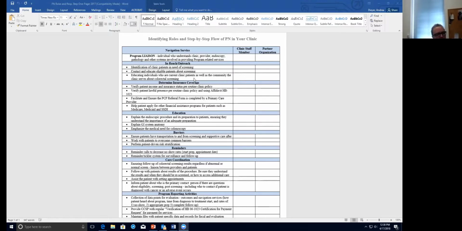And so just to give a couple of examples, for instance, in the InReach, identification of clinic patients in need of screening, they spend time thinking about how that's going to happen, who does that based on the discussion of role and scope of navigator, thinking a little bit about verification of income and insurance status. And just to give you an example here, at Denver Health, our navigator, who works for CCSP, is really devoted towards education, barrier reduction, reminder, and care coordination, because a lot of times the insurance coverage is already happening within the enrollment office at Denver Health.